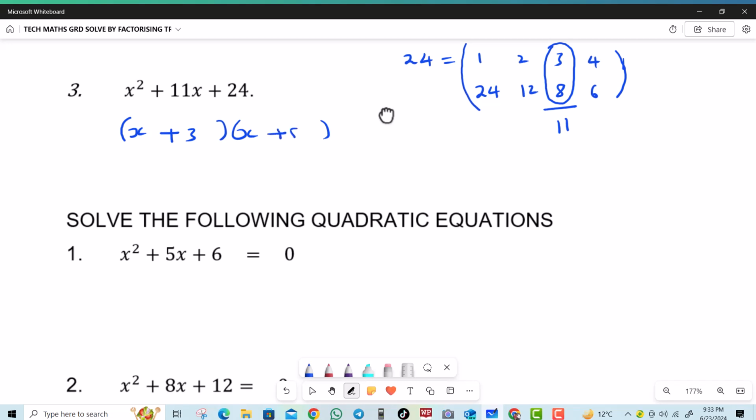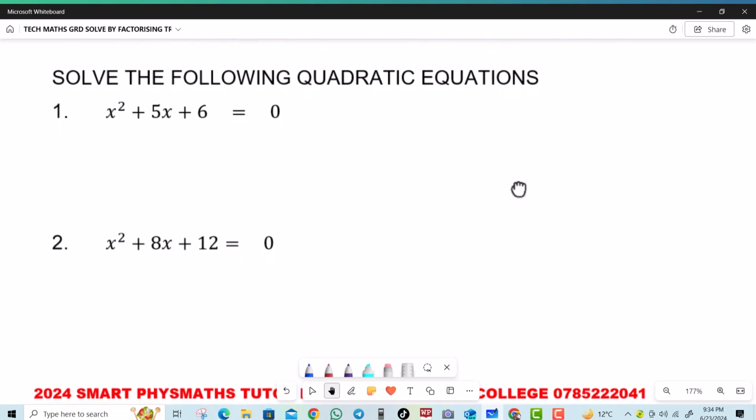So that's how we factorize this trinomial. Hope we are together. Now, after knowing how to factorize, let's go ahead and solve the equations. The question says solve the following equations. So we have x squared plus 5x plus 6 equals 0.